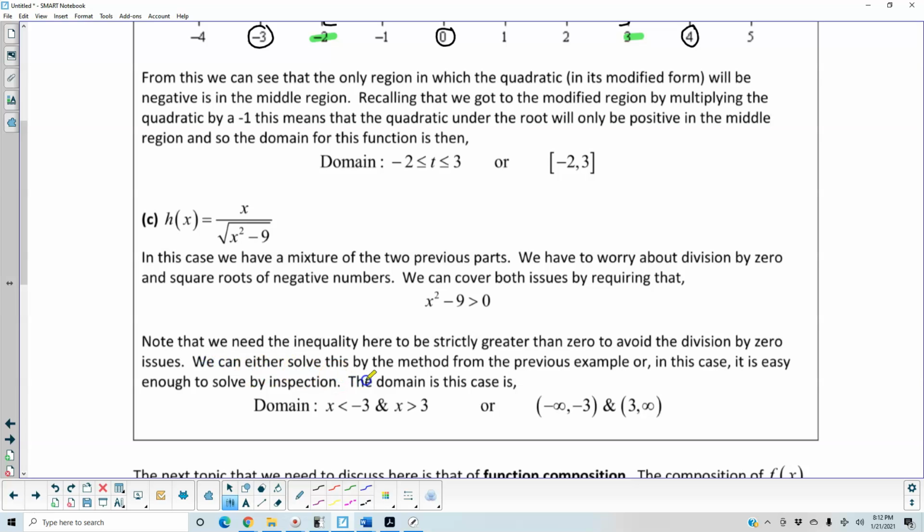We can either solve this by the method from the previous example, or in this case, it is easy enough to solve by inspection. The domain in this case is x is less than -3 and x is greater than 3. So we have left parenthesis -infinity comma -3, right parenthesis, and left parenthesis 3 comma infinity, right parenthesis.